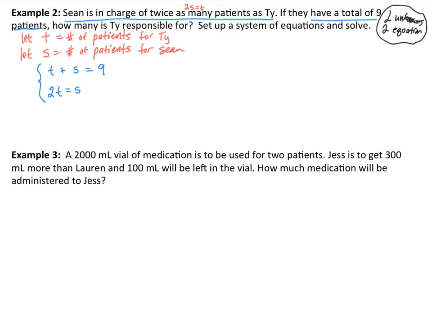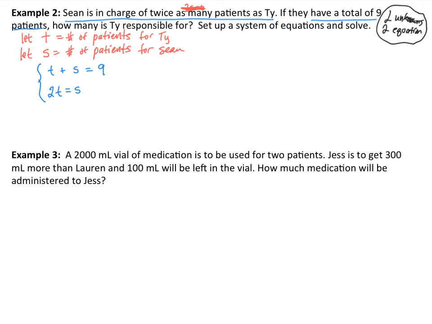That's not correct. Here you're saying you need to take Sean's patients, multiply that number by 2, and then it will equal Ty's. And that's not the case here. Sean is in charge of twice as many. So if we want them to be equal, we need this equation to be balanced. We need to multiply Ty's number of patients by 2. So take Ty's, multiply that by 2, and we'll equal S.